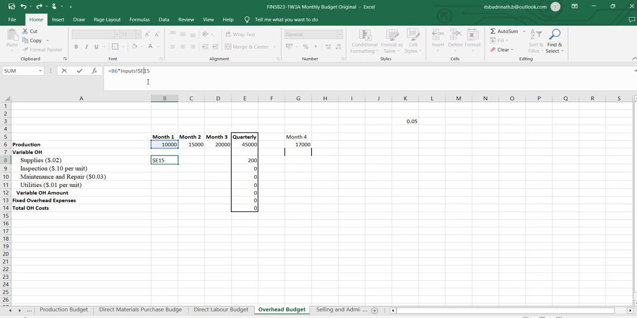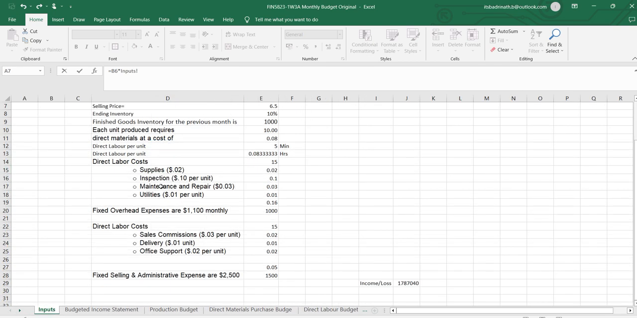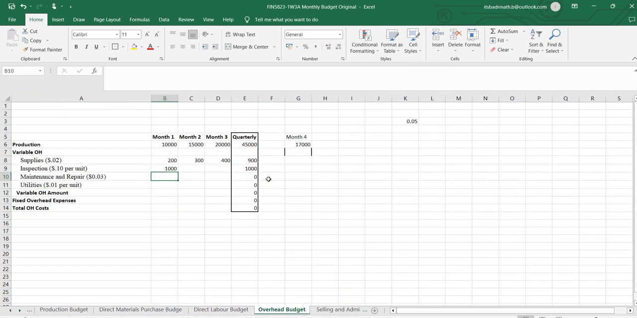Whatever value we take from the input sheet, mostly we use a static reference, and I'm dragging it to generate values for month 2 and month 3. Similarly, we take the production value again, which will be multiplied with the inspection value. Inspection value is 0.1, so go to the input sheet and take the inspection value. Again I'm making it a static reference, and dragging it to generate values for month 2 and month 3.